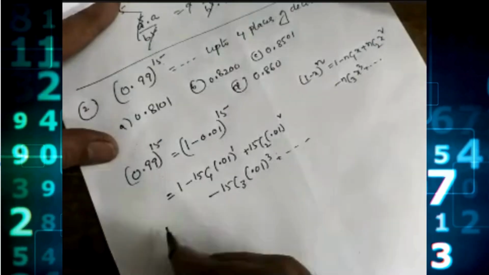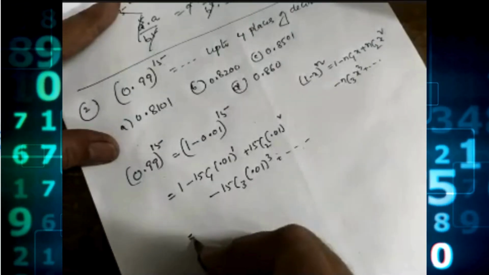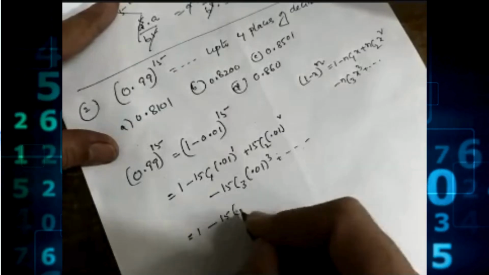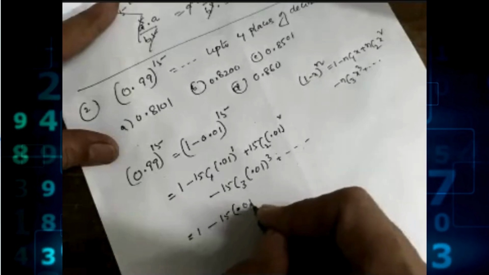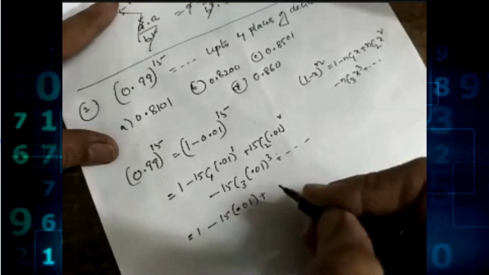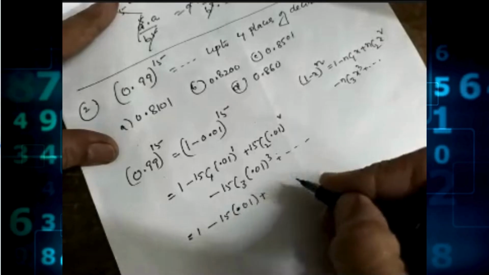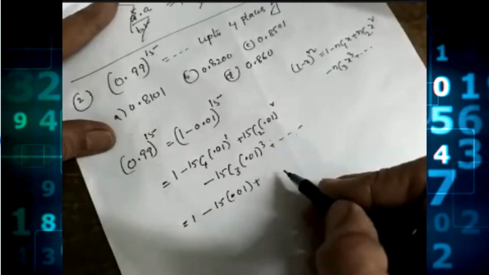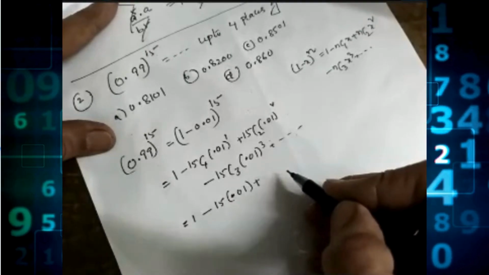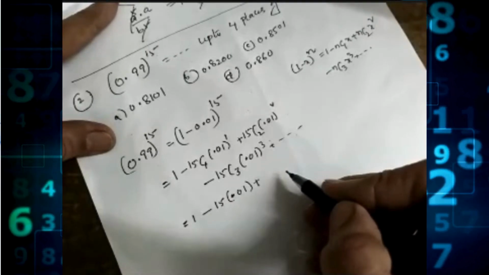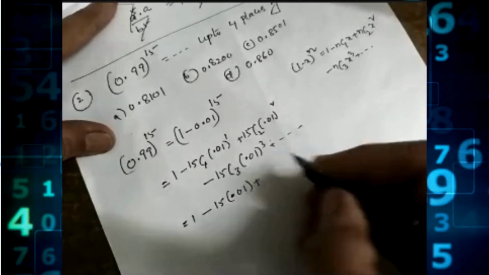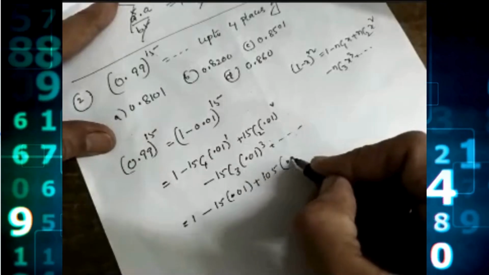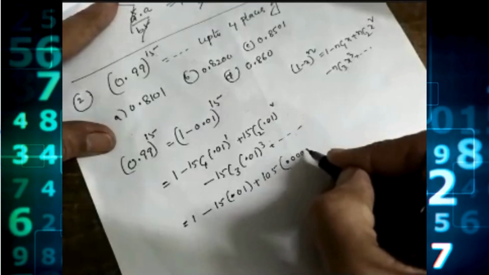Look here. This is 1 minus, what is 15C1? It is 15 into 0.01. Well done. What is 15C2? You must be able to get it immediately. What is 15C2? 15 into 14 by 2. What is that? 105. That's right, isn't it? 105 into 0.01 whole square means 0.0001. Am I right or wrong? Yes.